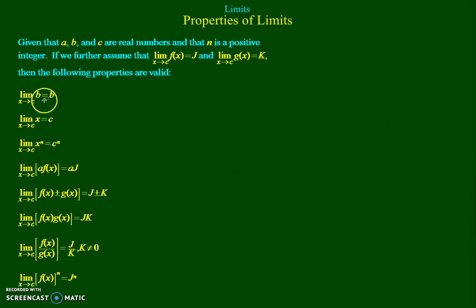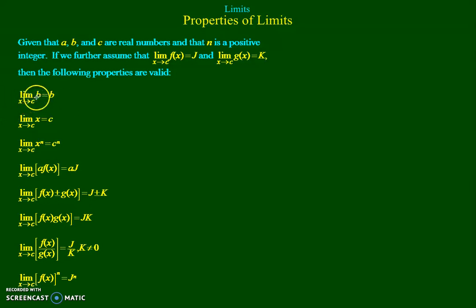So here's a set of properties for limits, and our given values are that a, b, and c are real numbers, and further that if we assume that the limit as x approaches c of f of x equals j, and the limit as x approaches c of g of x is k, these following properties will apply. Let's take a look at this first one.